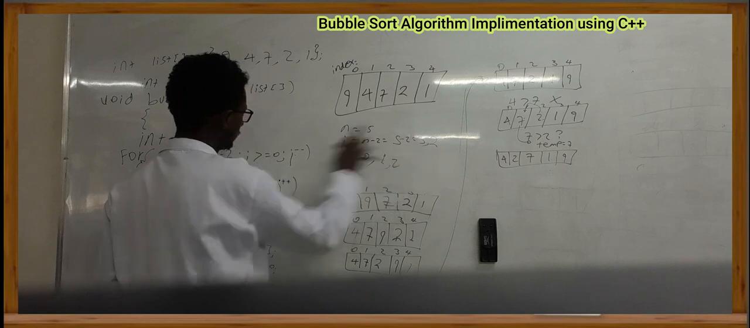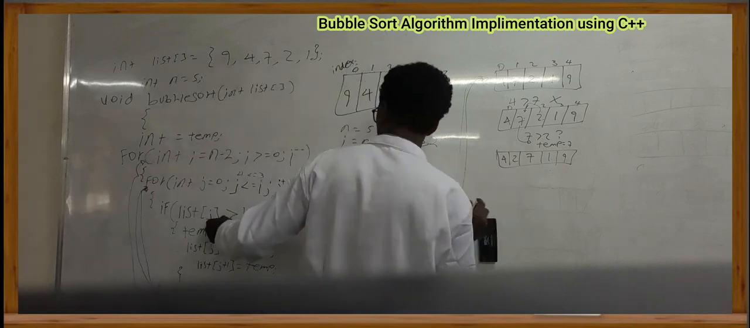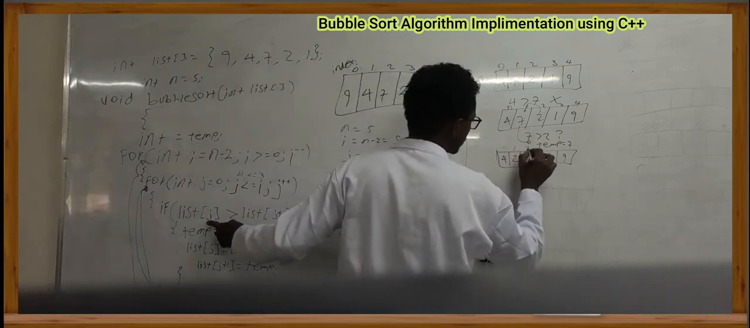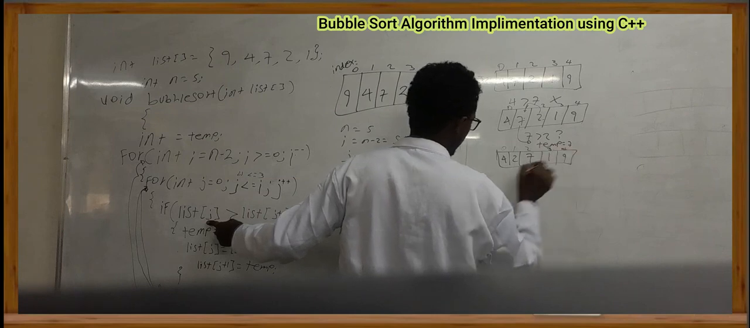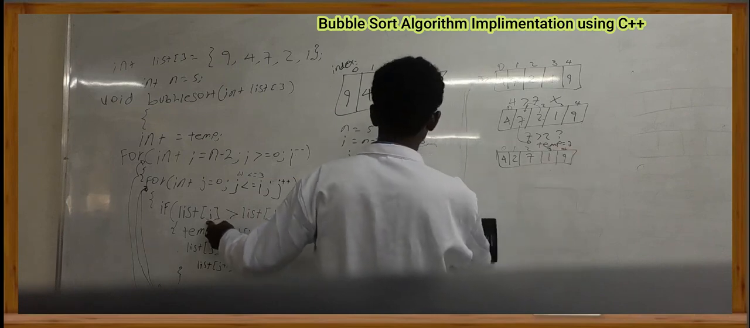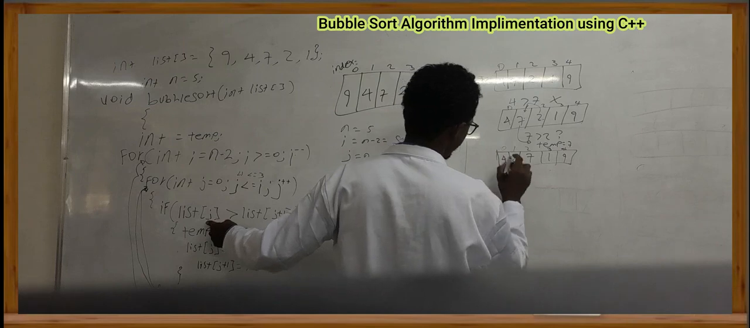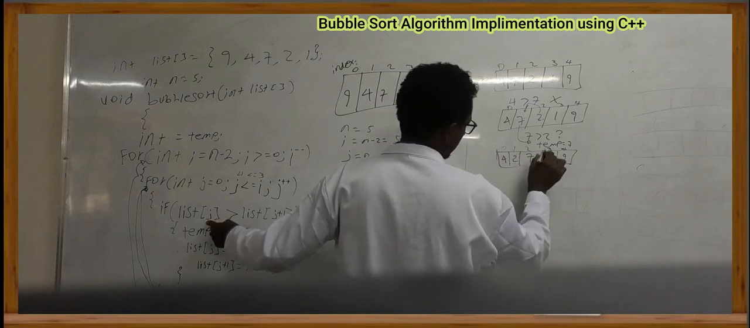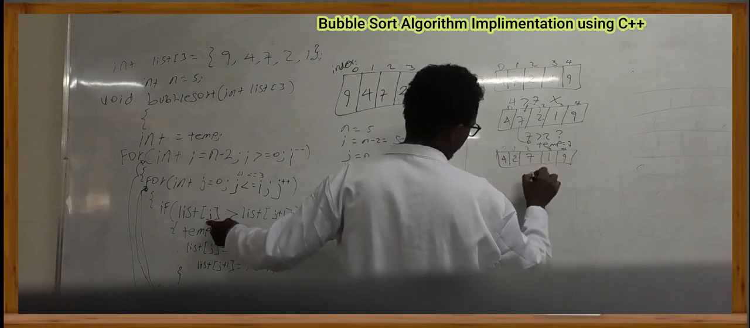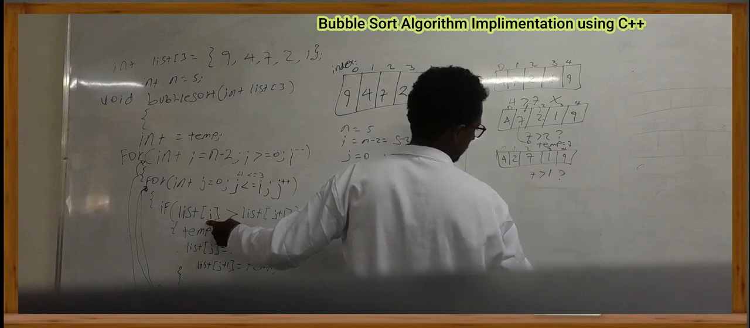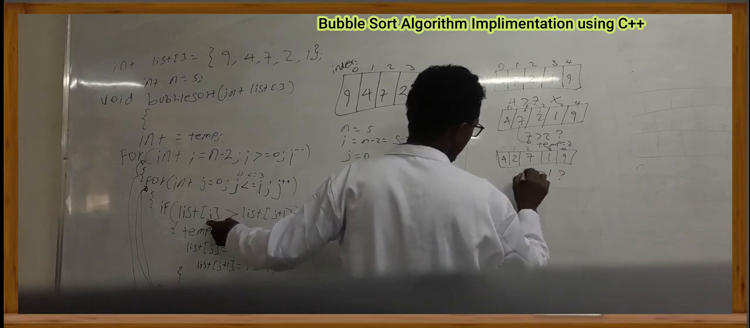That means I is 2. True. Then check the condition again. List of 0, 1, 2, 3, 4. List of what? List of 2 greater than list of 2 plus 1. List of 2, meaning 7, greater than list of 3. That means 7 greater than 1. Yes. Therefore, you should swap it.